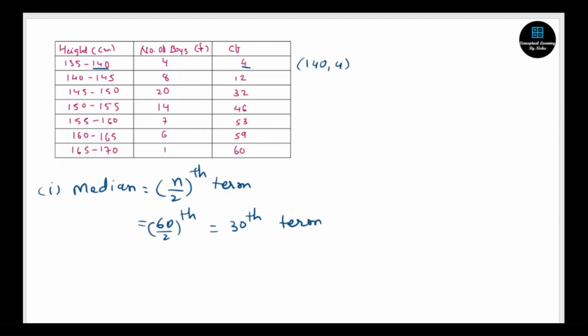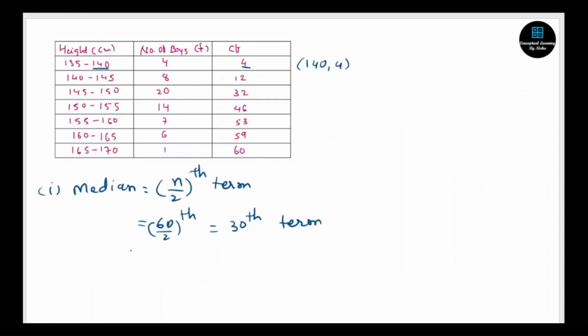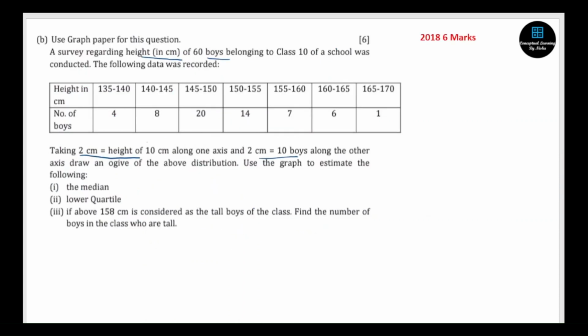And now from the graph, if I see the 30th term here, what do we get? If we scroll down, I'll get 150 straight away, right? This is the median value. So I can say the median is 150 centimeter because we have taken height on the x-axis. Alright. Now second answer, lower quartile.